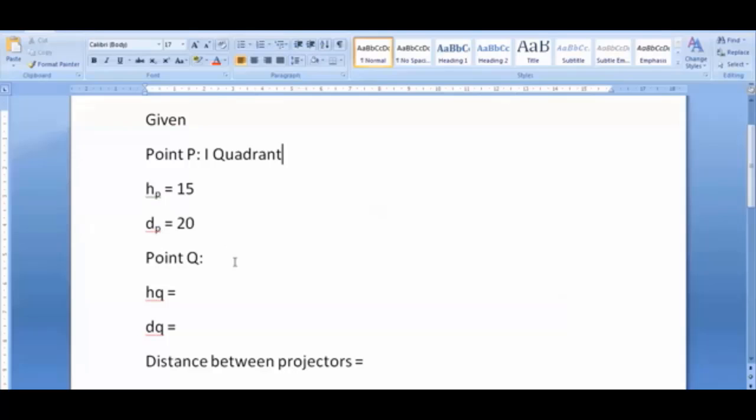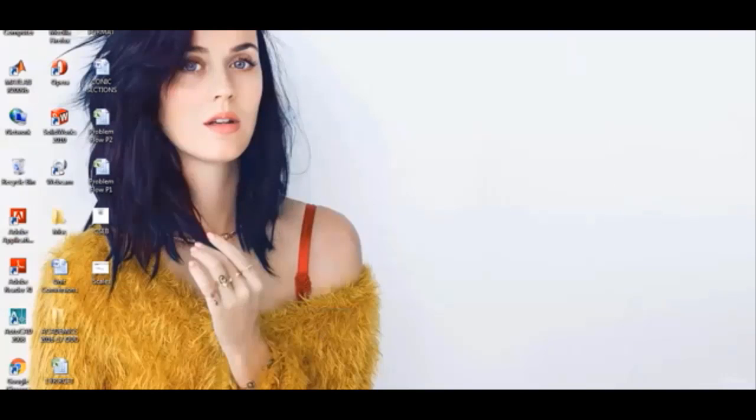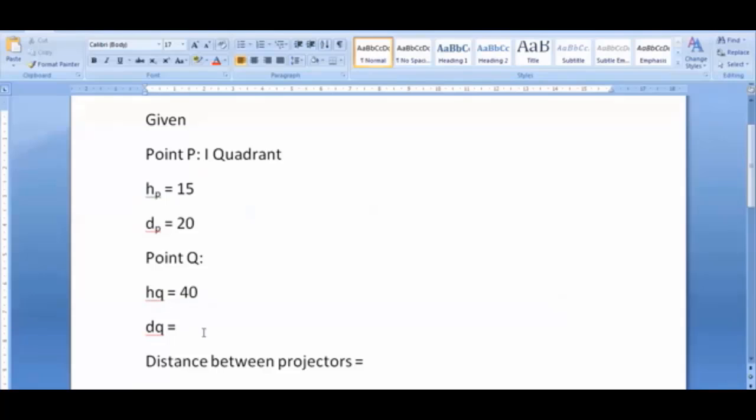Alright, now let's read it further. Another point Q is 25 mm behind the VP. Behind the VP, well, we only have two options. It could either be second quadrant or third quadrant. Let us read it further. 40 mm below HP. Then one thing is for sure, if it's behind the VP and below the HP, then it's a clear-cut case of third quadrant, in which the value of H is 40 and the value of D is 25. Alright, H is 40 and D is 25. So where is it? H is 40, D is 25, and point Q lies in the third quadrant.